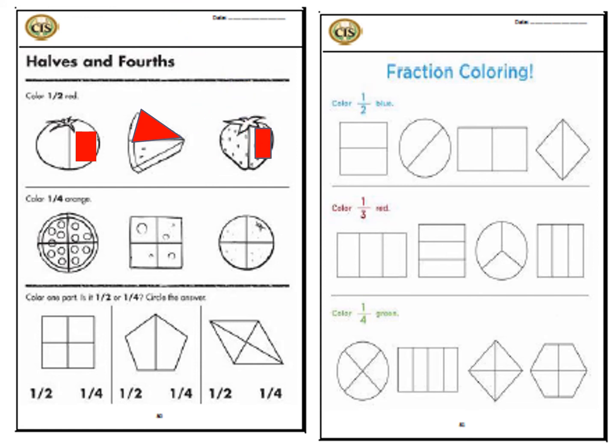Here he asked me to color the 1 over 4, quarter, by orange. I have a pizza divided into 4 parts, so I will color 1 part of the pizza. Here the square, 1 part of the 4 parts. Here's the circle, 1 part.